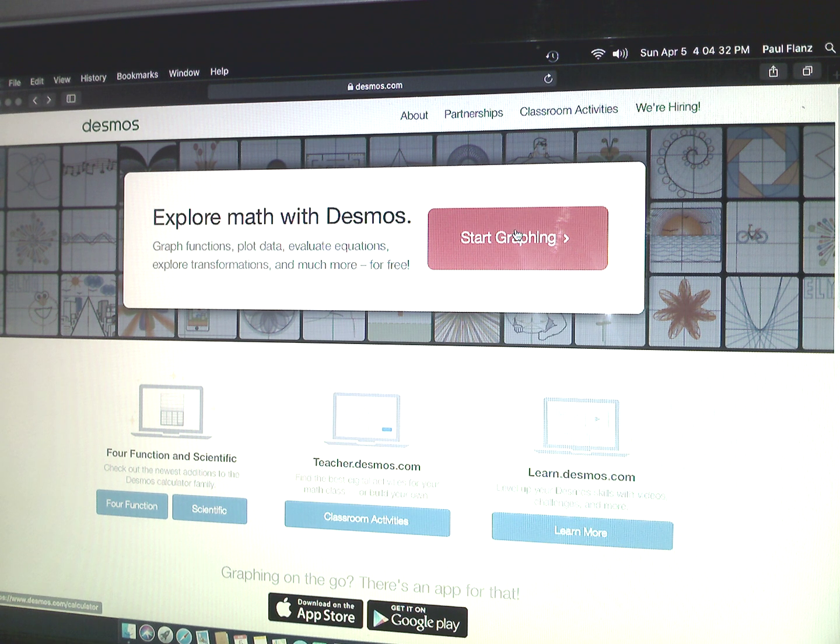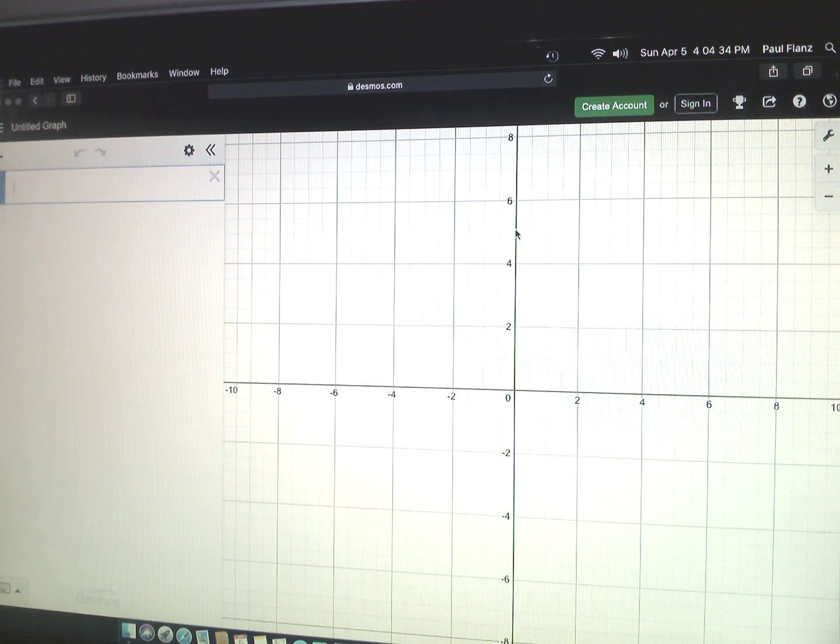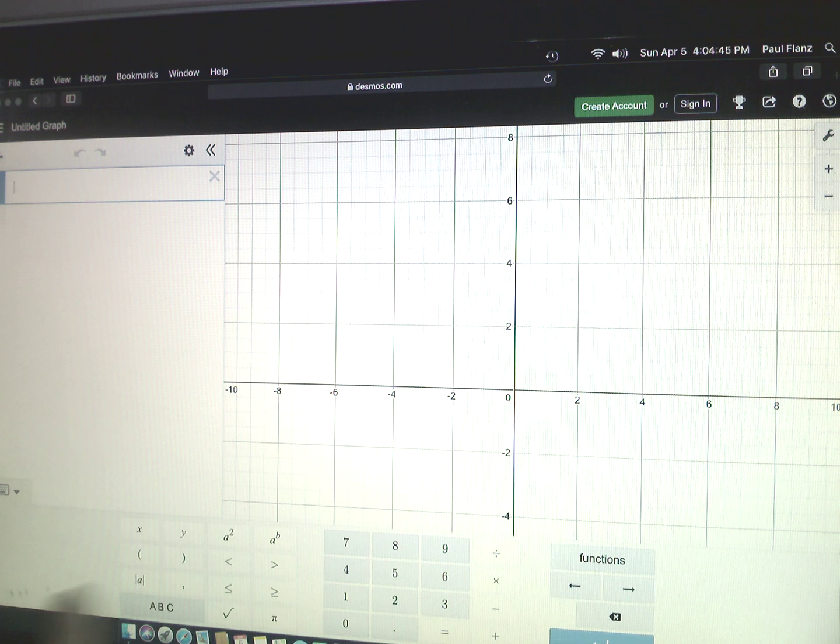So I'm going to go to the graphing calculator. This is the one we use in class all the time. Now remember, you have a bottom left-hand corner here. Go down to this bottom left-hand corner. There's a keyboard. You can open it up, and it has all those same functions. You can write in anything you want.